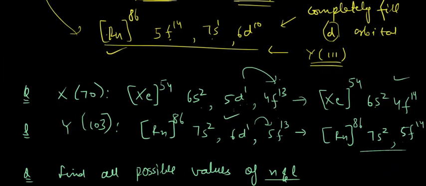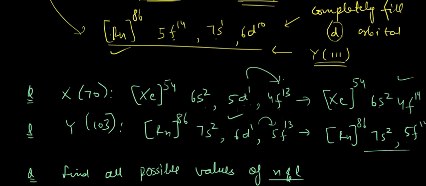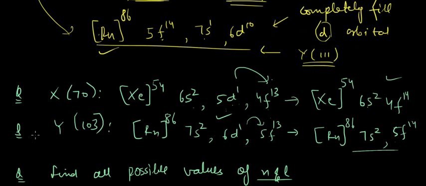Yeah, so what will happen in case of Y103? You can have radon 86, then fill the remaining electrons with 7s2 first, then fill the first electron in 6d and the remaining electron in 5f. So we will have 7s2, and again a shifting of one electron from the 6d orbital to the 5f orbital will take place.